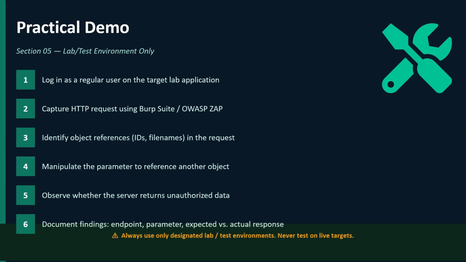First, we logged in as a regular user on the lab application, and then we used Burp Suite to intercept the outgoing HTTP request. Next, we identified the object reference in the request, in this case a user ID parameter. We then manipulated that parameter to reference a different user's object. We observed whether the server returned data it shouldn't have. And finally, we documented our findings, which were the endpoint, the parameter, and the difference between the expected response and what the server actually returned.